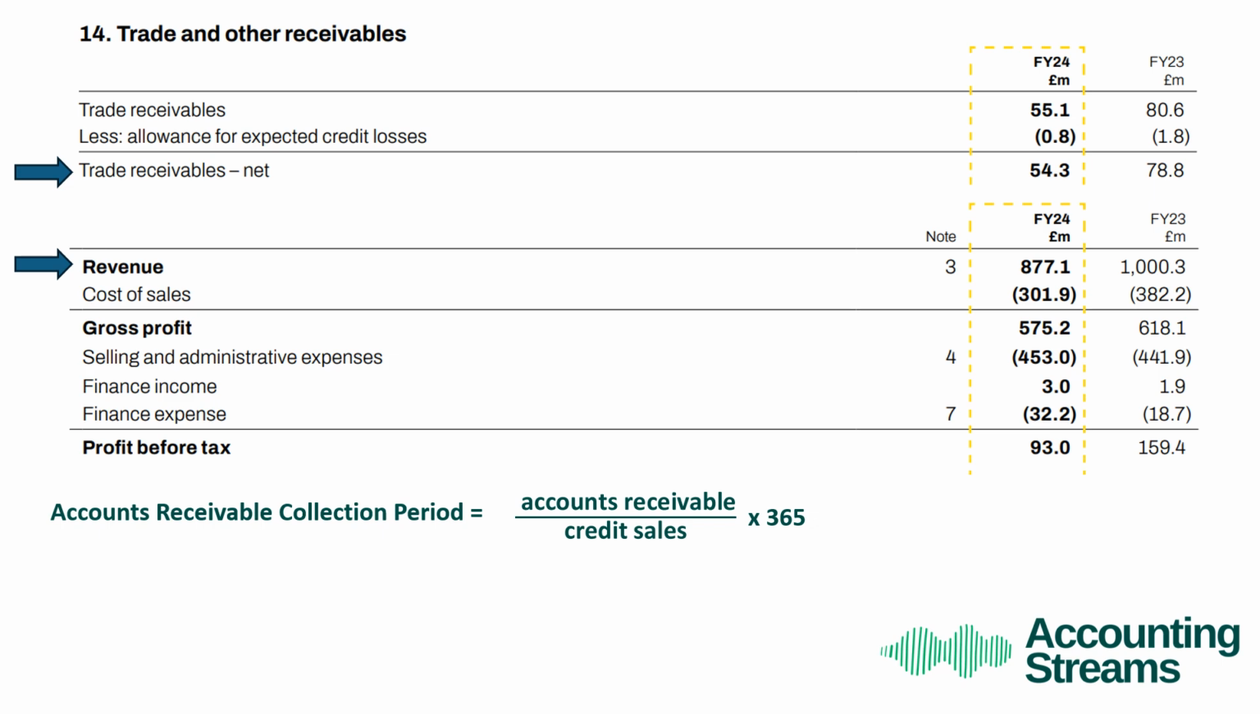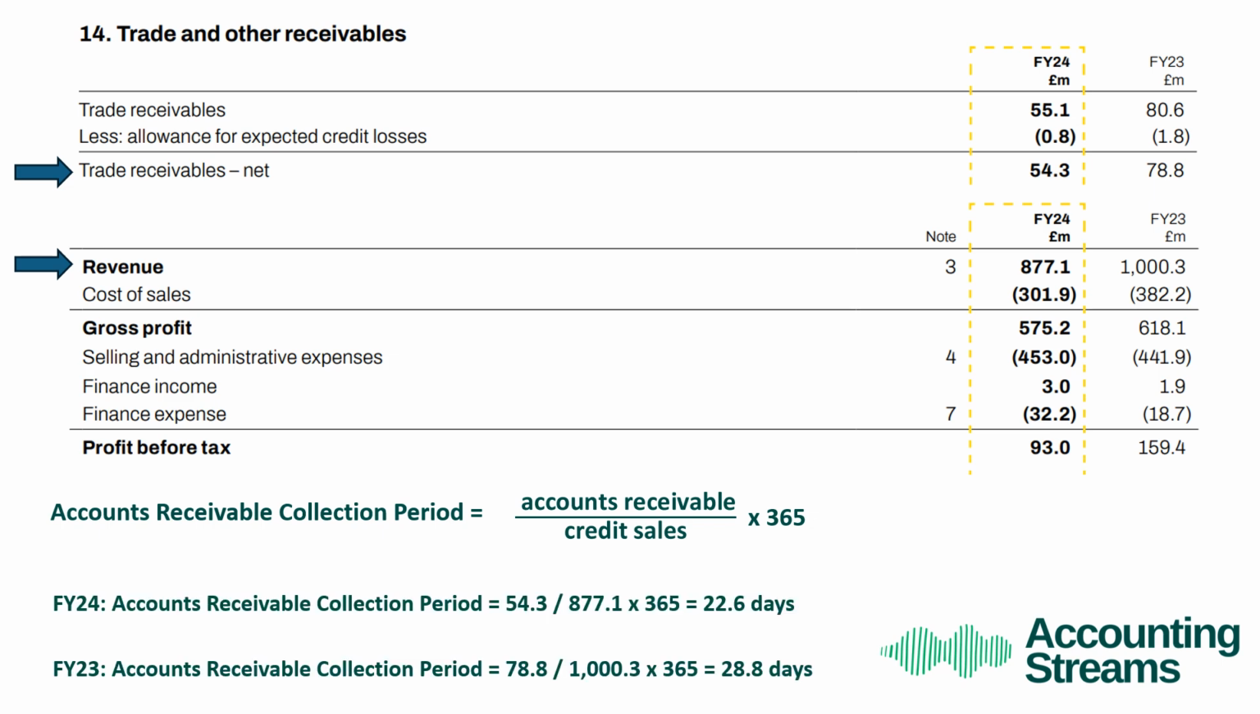The collection period was 28.8 days in financial year 23, dropping to 22.6 days in financial year 24. A drop in this ratio is generally a positive thing. The company is collecting the amounts due more quickly and can therefore use this cash elsewhere in the business. It's important to compare the result with the credit terms offered, competitors' amounts, and industry averages.